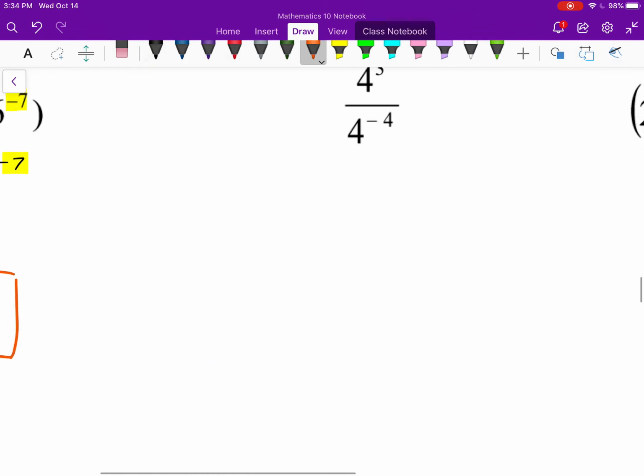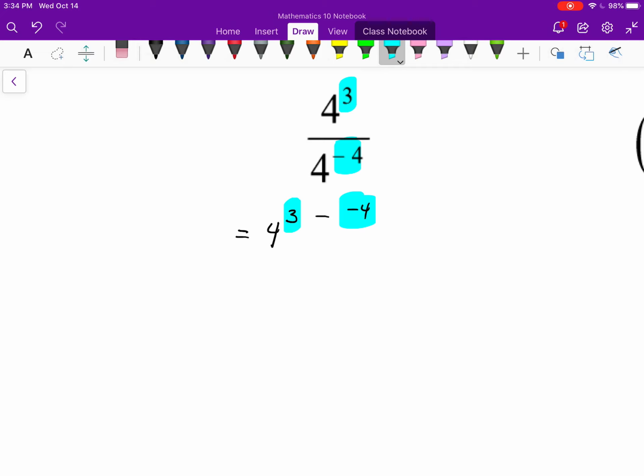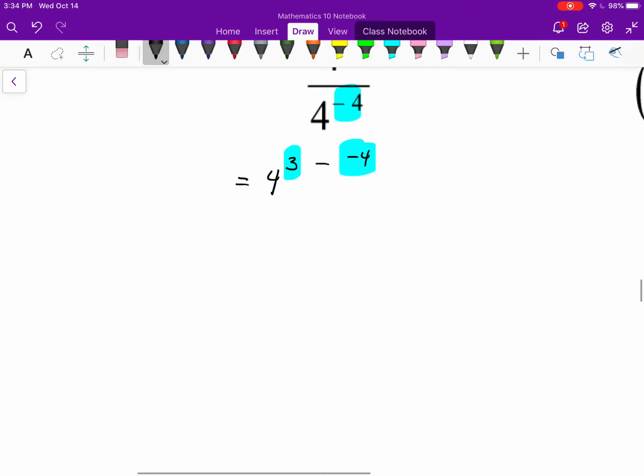Okay, let's look at this one here. 4 to the 3 divided by 4 to the negative 4. Well, I'm dividing powers with the same base. And so when you're dividing powers with the same base, you can subtract your exponents. So I can write this as 4 to the 3, take away negative 4. 3 subtract negative 4. I got a double negative right here. When you're subtracting negatives, same as adding. So I can rewrite this as 4 to the power of 3 plus 4. Right? Subtracting a negative, always the same as adding, which is 4 to the power of 7.